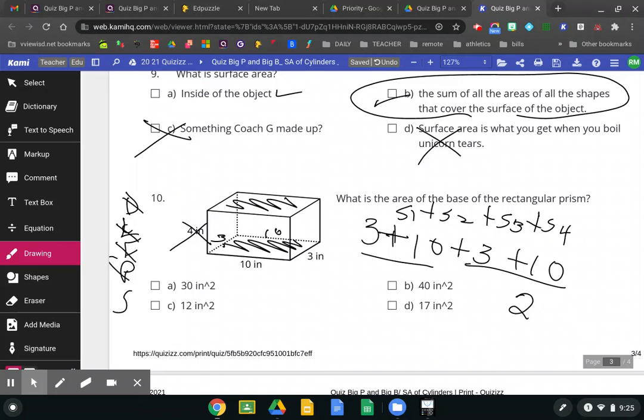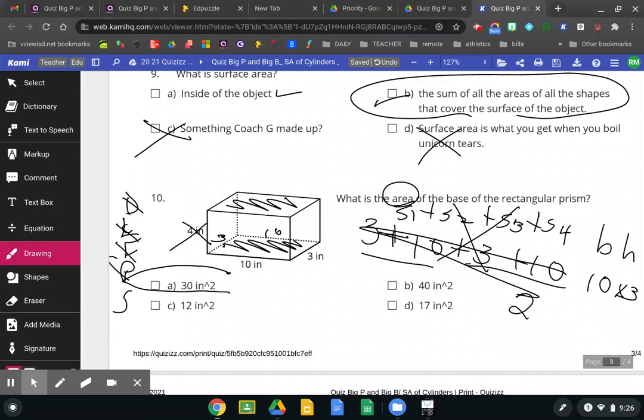This one does not have an answer. Oh, no, no, no, I did it all wrong. It's area, so it's not this. It's base times height, so it's supposed to be 10 times 3. Sorry. Which is 30. That's why it is 30. Be careful. Don't do what I did.